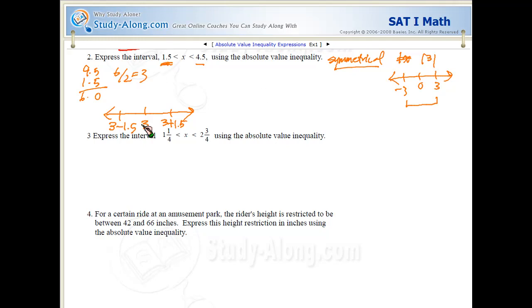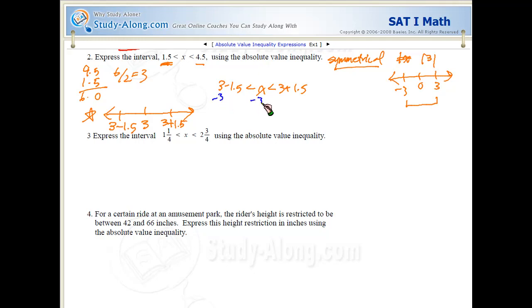Okay, so now we have this, and this is what we've been dealing with all along. So we put x in the middle. The highest is 3 plus 1.5. Lowest is 3 minus 1.5. And here we go. What's the common number here?